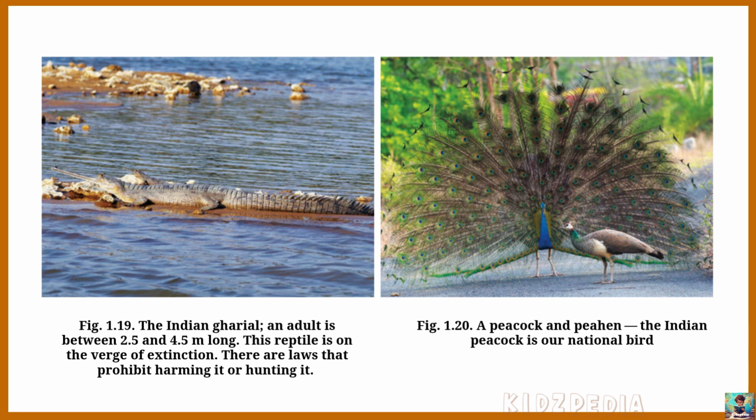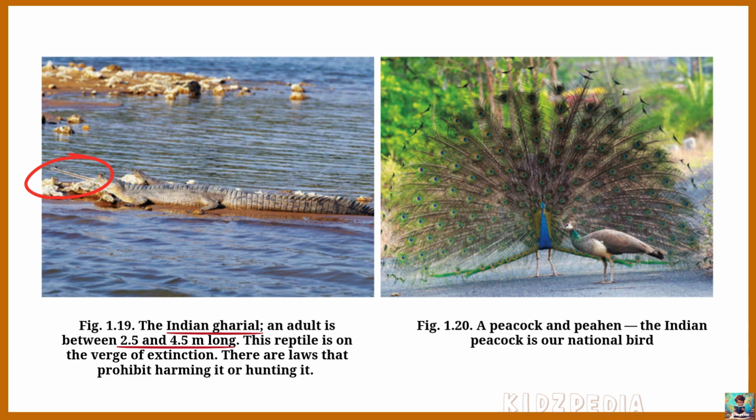Figure 1.19 The Indian gharial, an adult is between 2.5 and 4.5 meters long. This reptile is on the verge of extinction. There are laws that prohibit harming it or hunting it. Indian gharial is a long-snouted reptile. Snouted means a long narrow mouth. An adult gharial can grow very long, about 2.5 to 4.5 meters. But sadly, this animal is on the verge of extinction, which means very few are left. To protect it, there are strict laws that do not allow people to harm or hunt it.